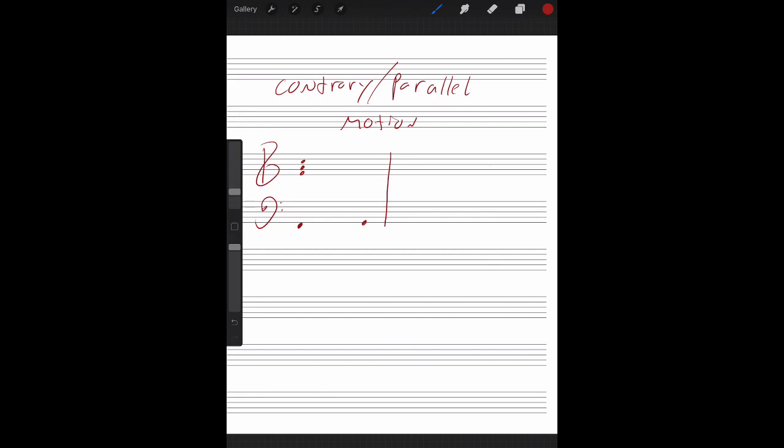Contrary motion: if the bass is moving up, the voices move down. And in parallel motion, the bass is moving up, the voices in the treble clef move up. So they're moving in opposite directions or they're moving in similar directions.